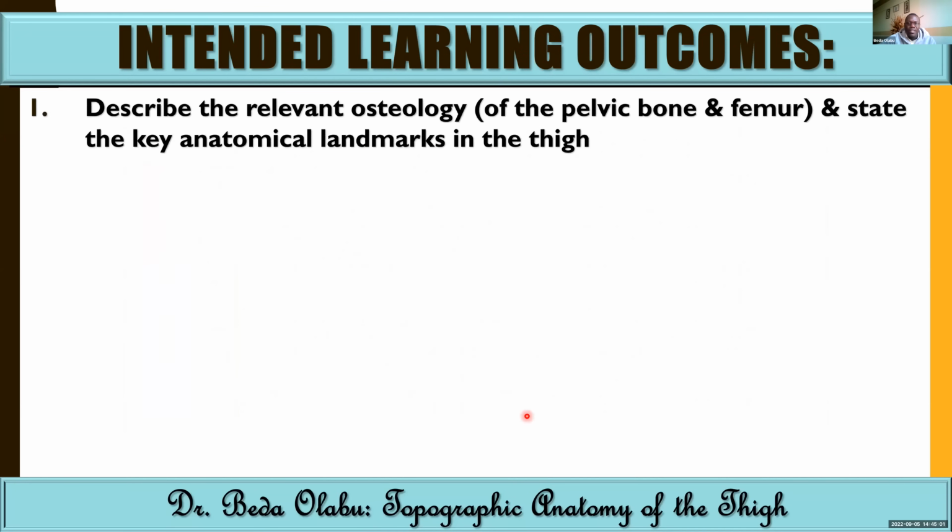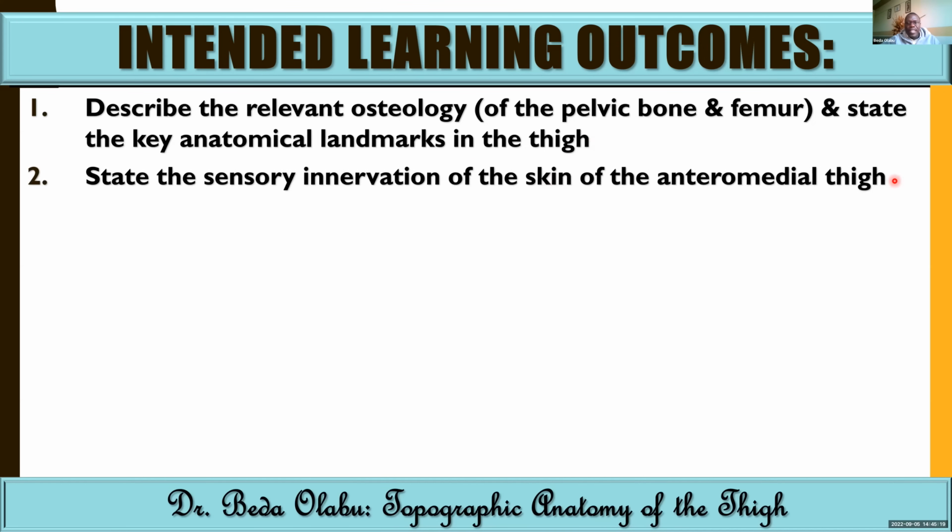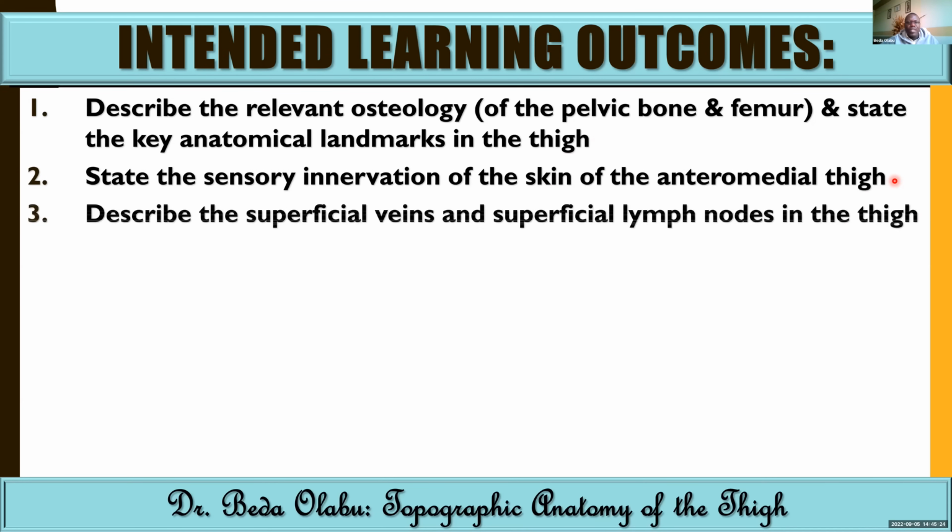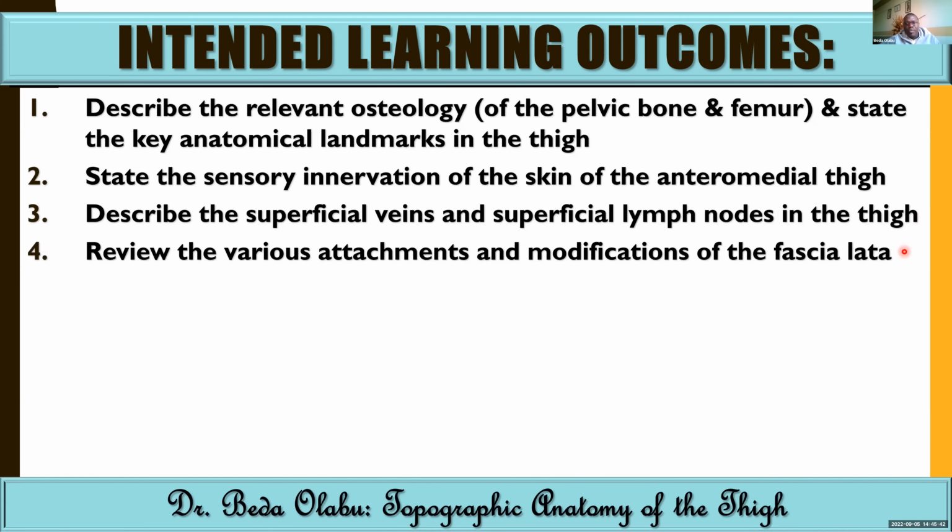In particular, these are the specific objectives of this lecture. We will look at some relevant osteology that is important for this lecture concerning the pelvic bone as well as the femur. We'll also look at the skin of the anteromedial thigh and the sensory nerves that supply it. After that, we'll go beyond the nerves and look at the other superficial structures, in particular the superficial veins in the thigh and the superficial lymph nodes in the thigh. We'll look at the organization and what is important about them.